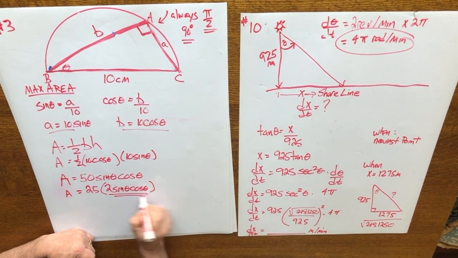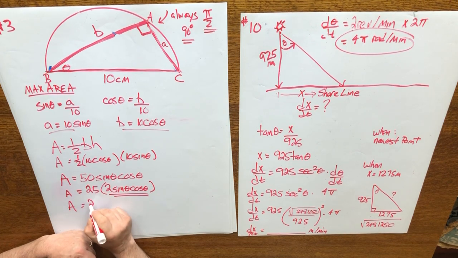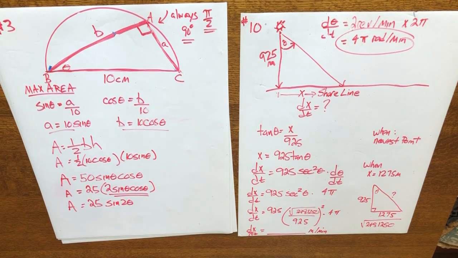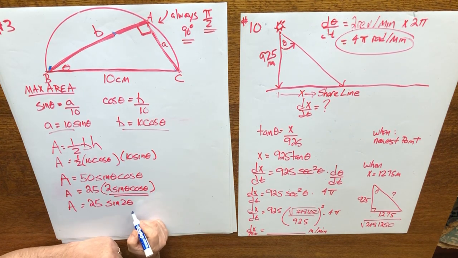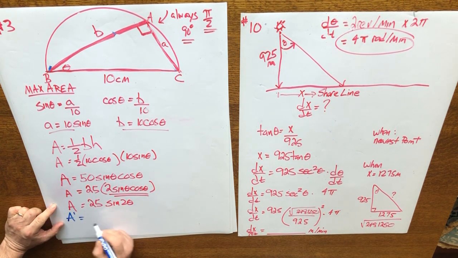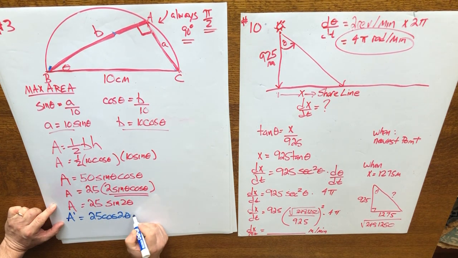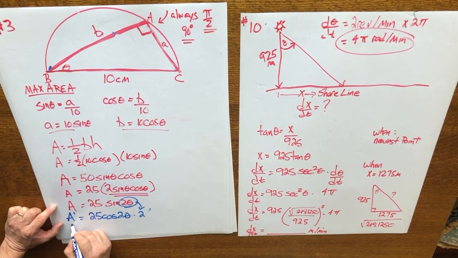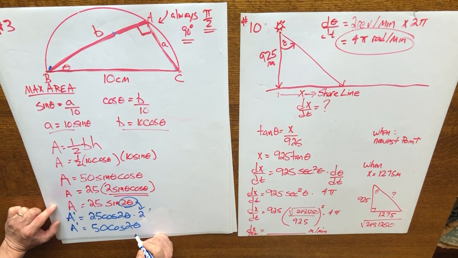And the reason we do that is because we create an identity. So A is equal to 25 sine 2 theta. Well, that is easier to take the derivative of if you recognize it, because you don't need to use the product rule. So let's talk about A prime. A prime now will be equal to 25 cos 2 theta times the derivative of the argument, which would be 2, times 2. So A prime equals 50 cos 2 theta.